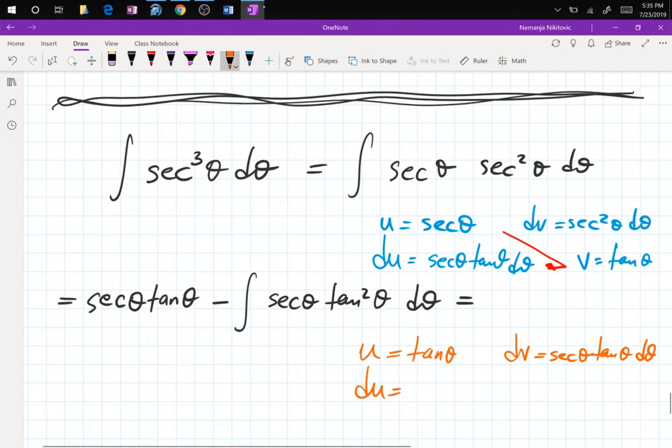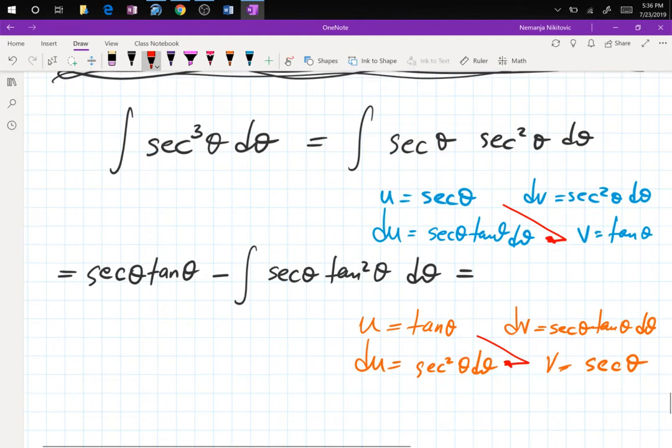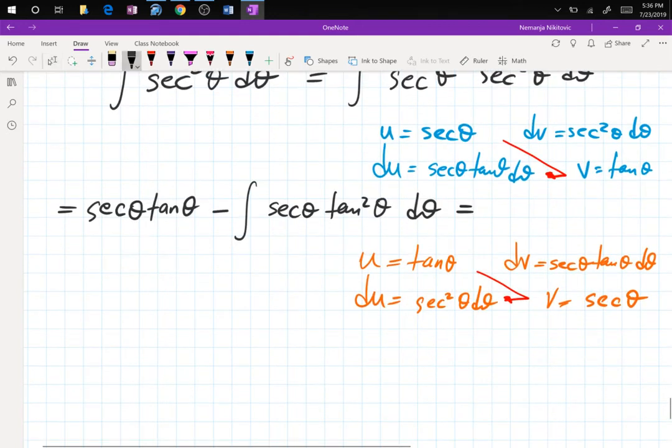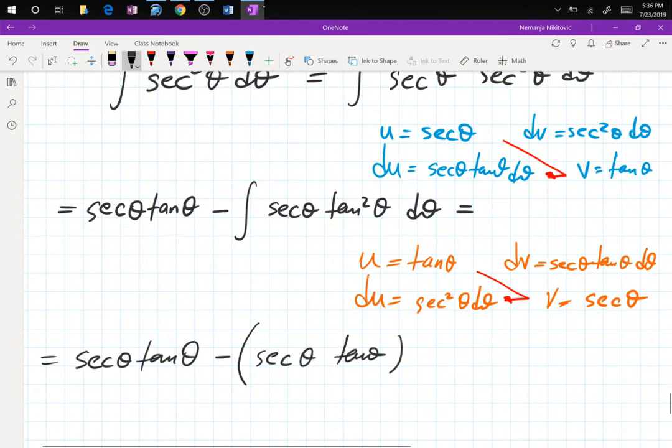So this is going to be du is equal to secant squared theta d theta, and over here we have that v is secant theta. Let's put the arrow and see if that helps. Don't forget to copy the secant theta tangent theta we started with, minus, and now in parentheses we have secant theta tangent theta. Oh, we are back to the beginning.